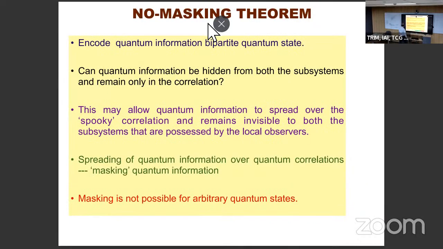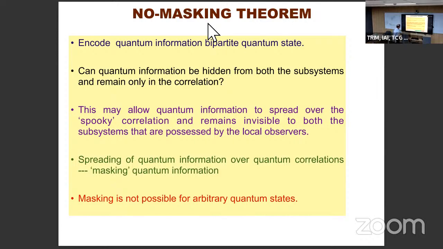Okay, so the last part, let me come to that. That is about the no-masking theorem. Here the goal is different from no-hiding. What we want to do is, we want to encode information in bipartite correlation or a bigger entangled state, with the condition that neither this nor this will have the information. Only in the correlation you can hide.